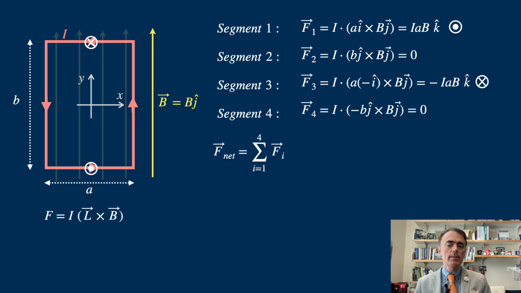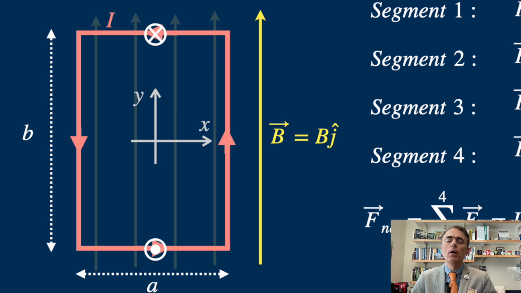Adding up the forces from each segment, we find that the net force is F1 plus F2 plus F3 plus F4, which is 0. Thus, the net force on the closed loop in a uniform magnetic field is 0. However, the loop may still experience a torque, which can cause it to rotate in the magnetic field. Let's examine the forces in terms of positioning on the loop. Segment 1 feels a force F1 directed out of the page along z.